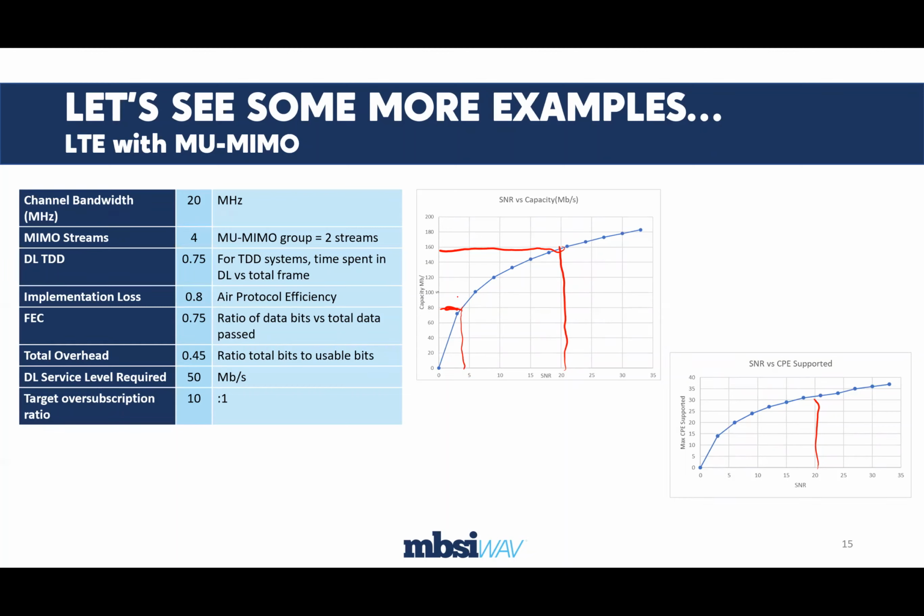So do I have a planning problem? Do I have an implementation problem? Do I have an RF problem, or do I have an equipment problem? Those are the places that I need to look. But at least I know that something isn't right, and I can spend some time and effort to identify what that problem really is.